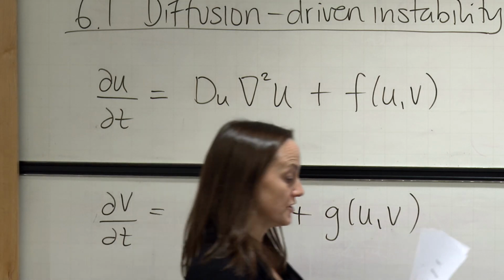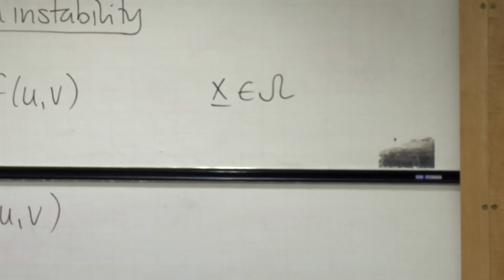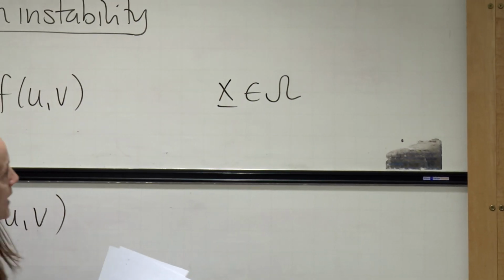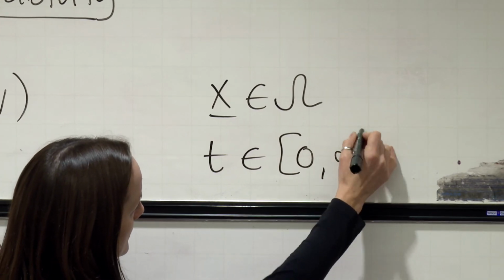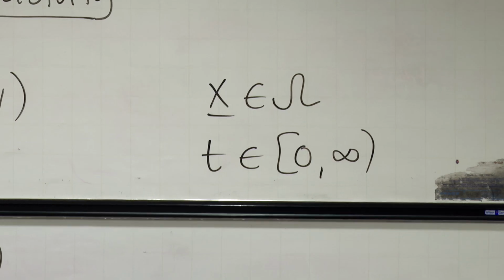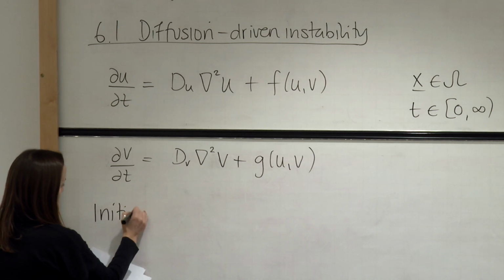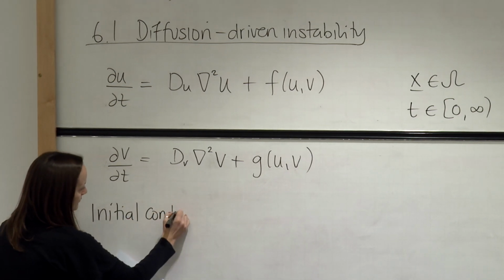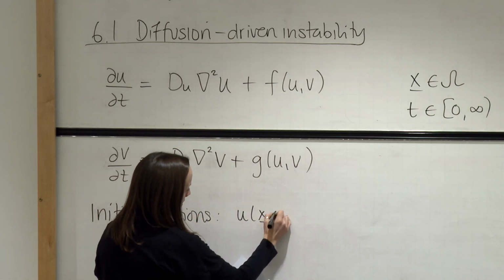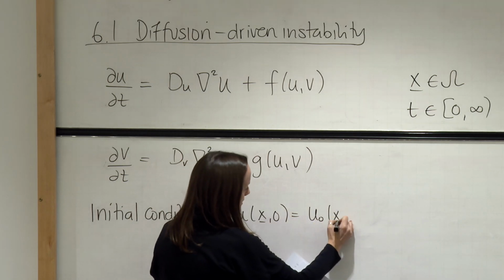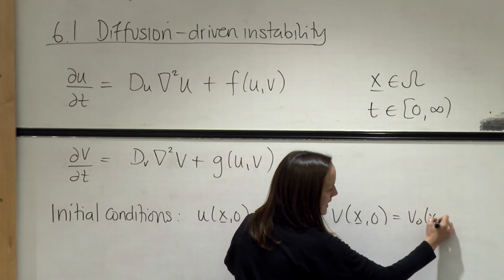We're going to mostly stick to 1 and 2D Cartesian coordinates, but we're going to do everything in generality for now. So x is our spatial point in some bounded domain Omega, and t lies between 0 and infinity. We are going to have initial conditions, which we'll leave fairly general for now: u(x,0) is just some u0(x), and v(x,0) is just some v0(x).